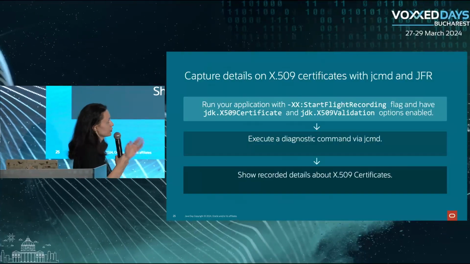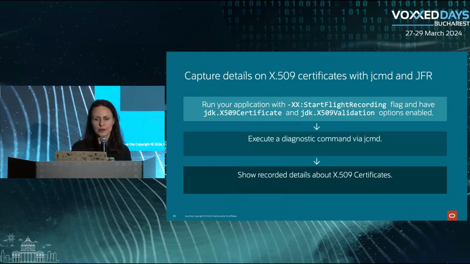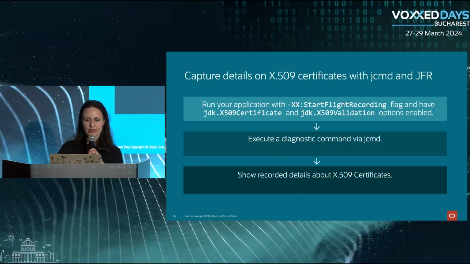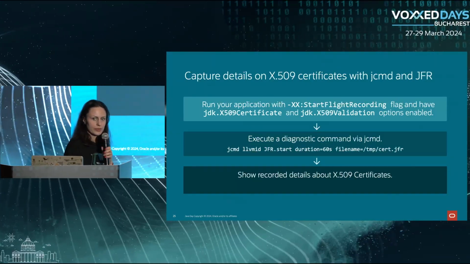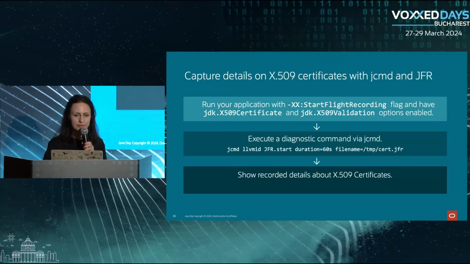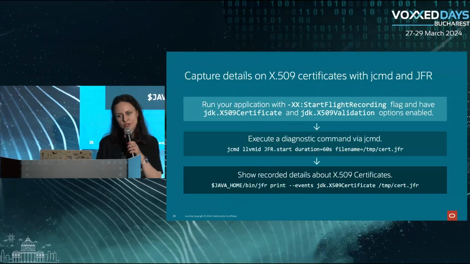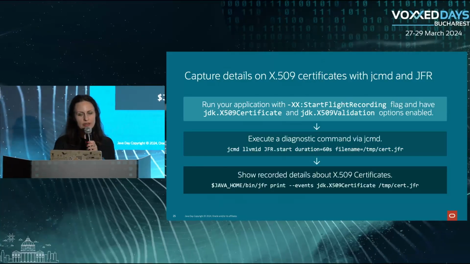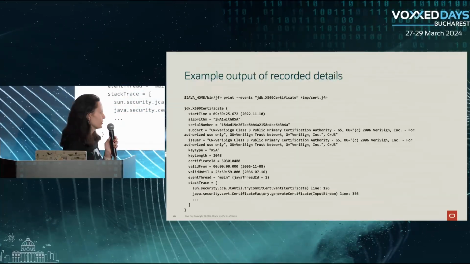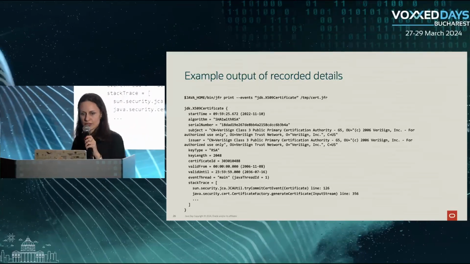But if we want to capture the details of the certificates with JCMD and JFR, you can always start your application with -XX:StartFlightRecording and have the flags enabled. Or after this, you can also execute a JCMD command like I did earlier. But in this case, for example, for the print events, I can even use directly the name of the event, like jdk.X509Certificate, and it will be printed. And that's an example output of what the certificate details will be showing me.